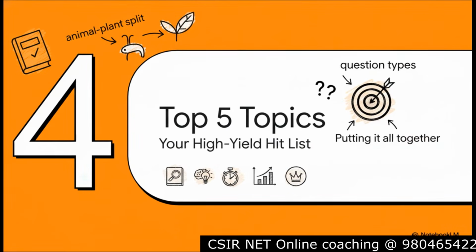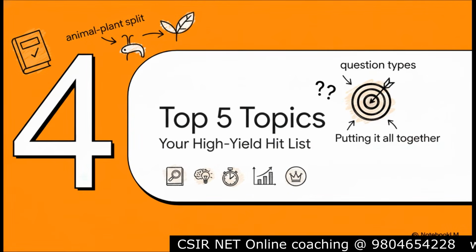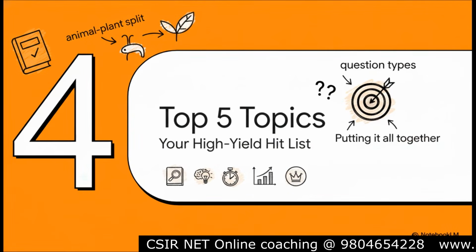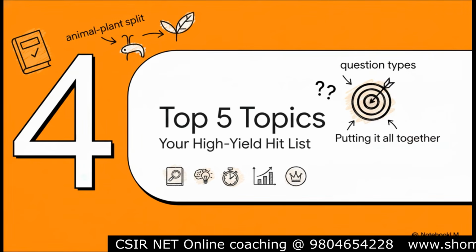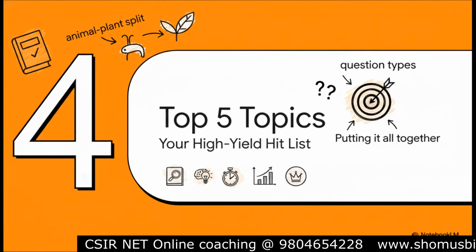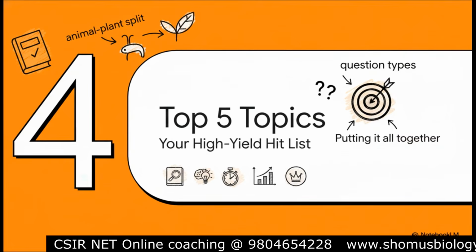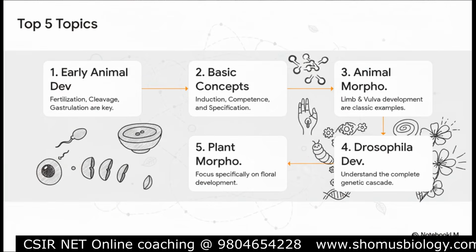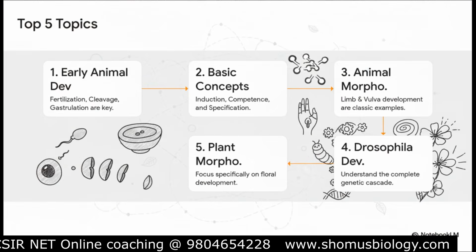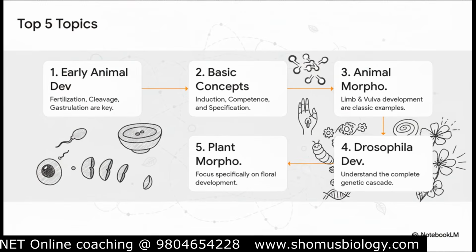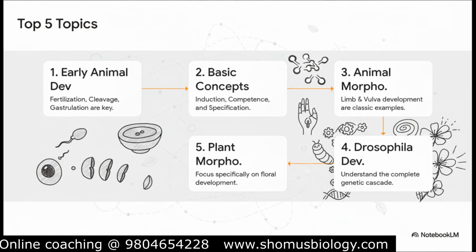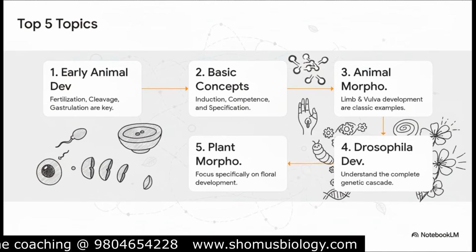Okay, we've looked at the syllabus, the 80-20 split, and the types of questions. Let's put it all together now. If you're short on time, or if you just want the absolute best return on your study investment, these are the 5 topics you have to master. This is it. This is your high-yield hit list. Notice something? 4 out of the 5 are from animal development, which just drives home that 80-20 rule again.